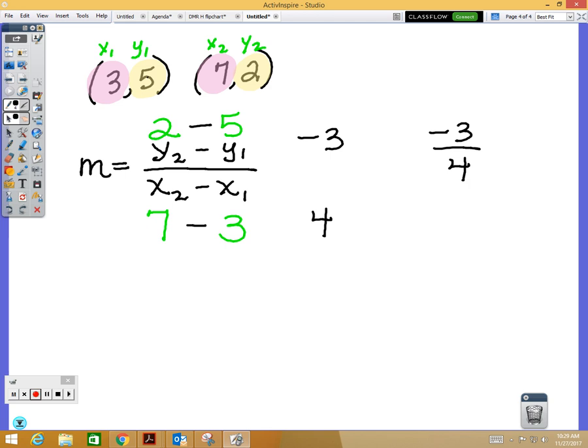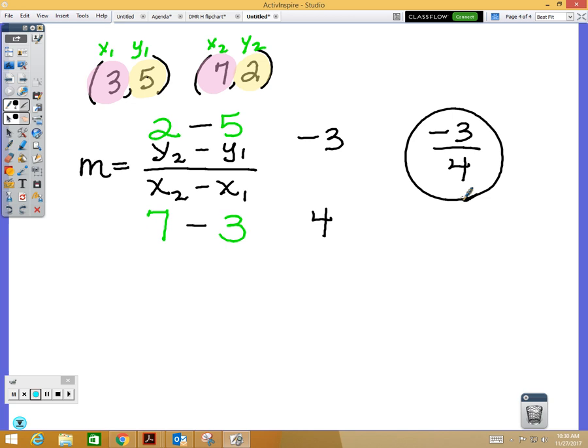Now we talked last week about how to simplify slope. We said that slope could be improper. We said that slope should only have one negative sign, if necessary. You shouldn't have two negative signs anywhere, because two negatives make a positive. So since we only have one negative, then it stays just one negative. Okay? We can't reduce this any. We can't divide 3 and 4 by anything. So we're leaving it just like this. That is the slope, negative 3/4.